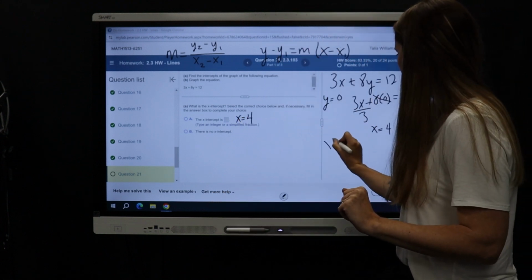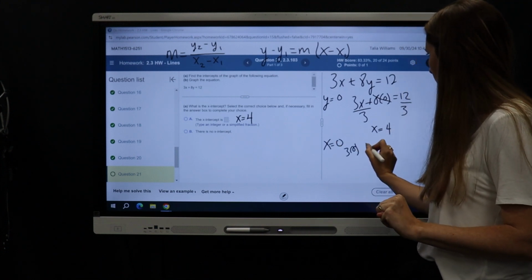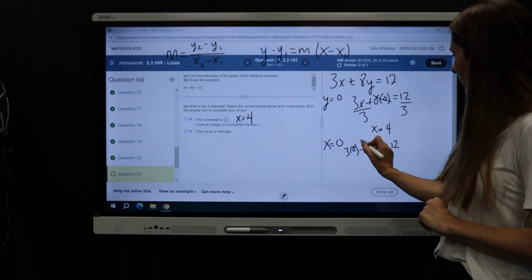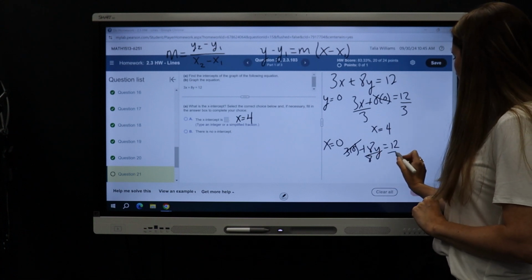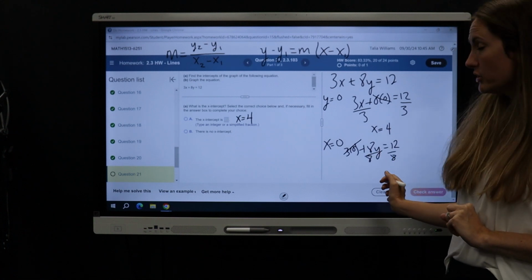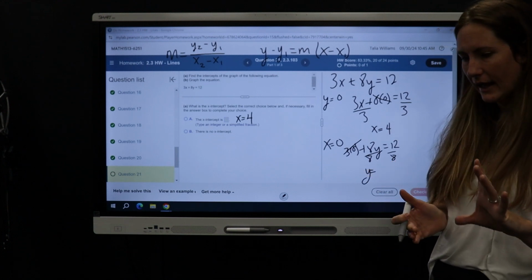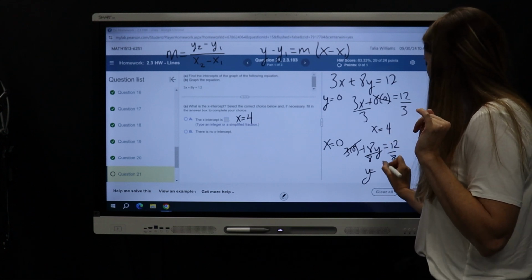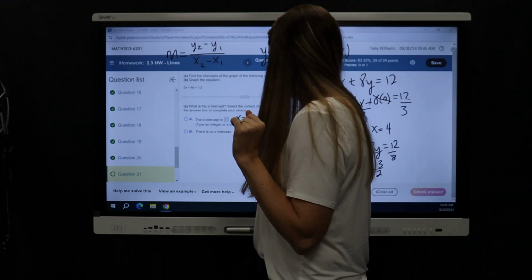Then we do x equals 0. So I'd have 3 times 0 plus 8y equals 12. Anything times 0 is 0. Then we're dividing by 8. This is going to be a fraction, so we're going to have y equals 12 over 8, but 4 goes into both 12 and 8. So 4 goes into 12 3 times, and it goes into 8 2 times. So y equals 3 halves.